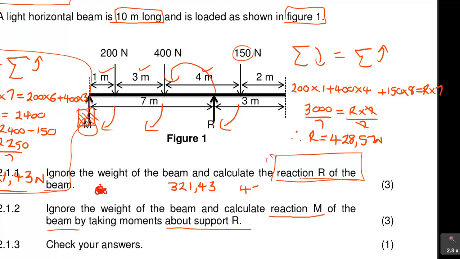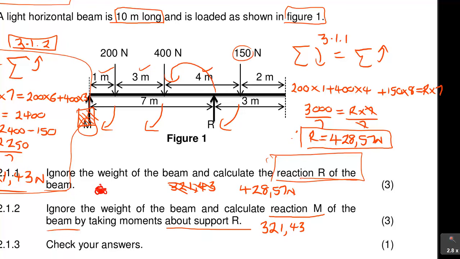So that's what I'm having in here. It's supposed to be 428,57 newtons, and this one down there is 321,43. Remember, we said this is question 3.1.1. This was 3.1.2. I just didn't read the question properly. It was supposed to be, when they say calculate reaction R, meaning take moments about M, and then vice versa. So now it's giving me R in that case.